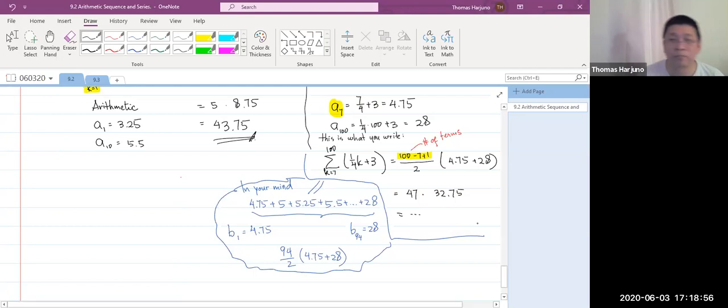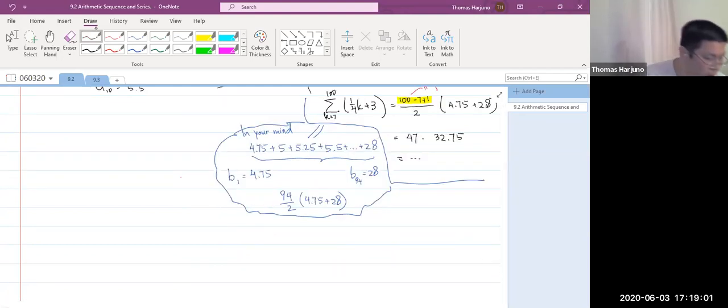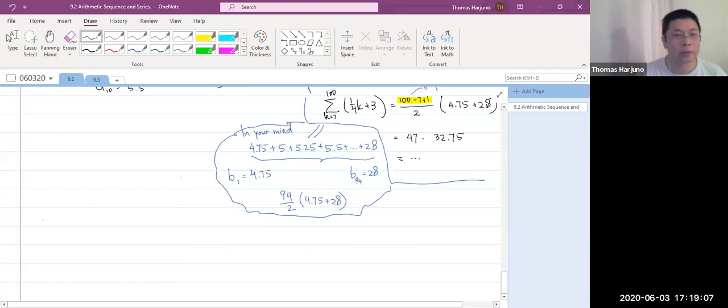Now lastly, a bit heavier. Oh, actually not lastly, that's not the last one. Let me do number 44 first. Number 44, I get 2 plus 11 plus 20 all the way to 16,058.